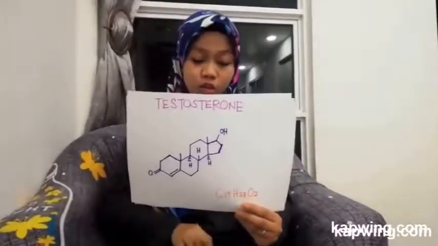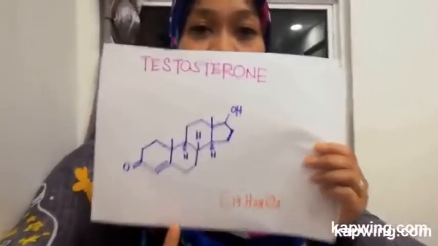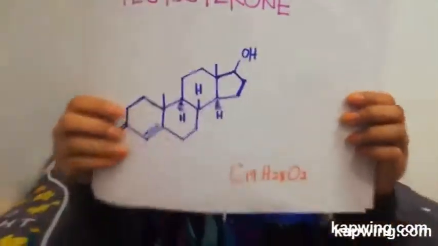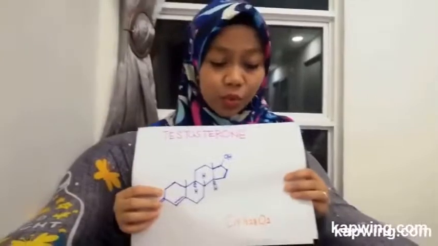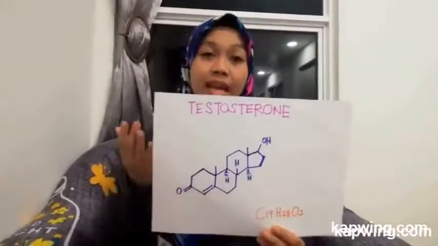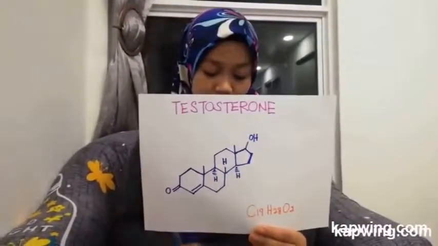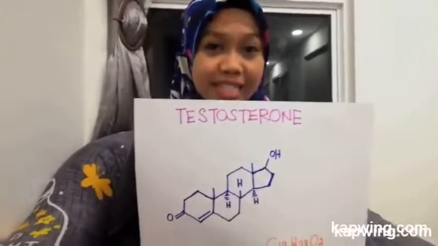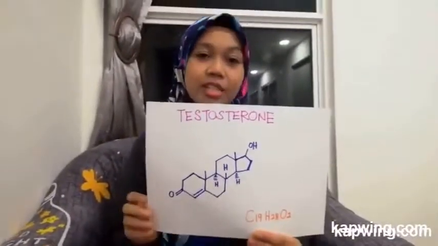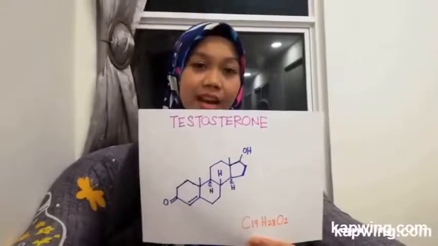We proceed to gonad hormones. The first one is testosterone. As usual, the chemical structure is shown and the chemical formula is C19H28O2. Testosterone is a male sex hormone. It is produced by the testes and in small amounts in the female ovaries. Testosterone is responsible for the development of the male reproductive system and male secondary sex characteristics.